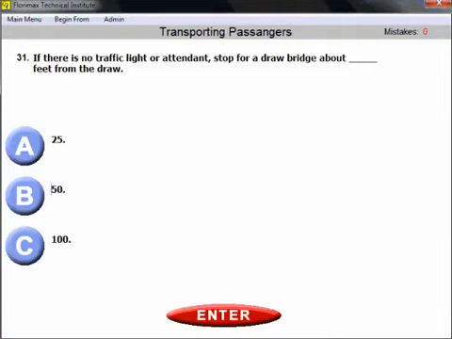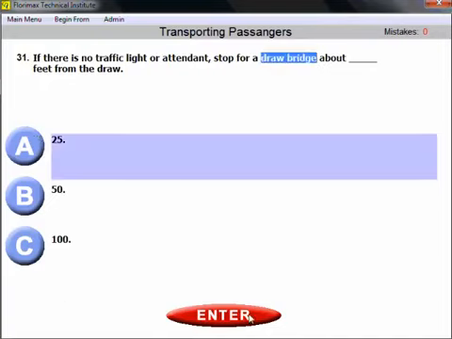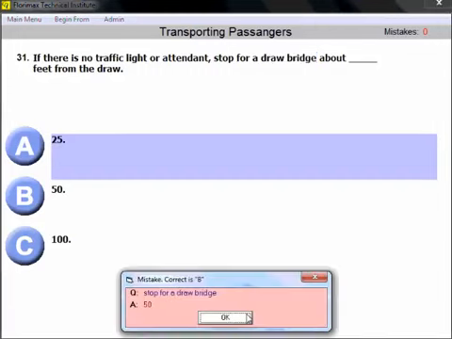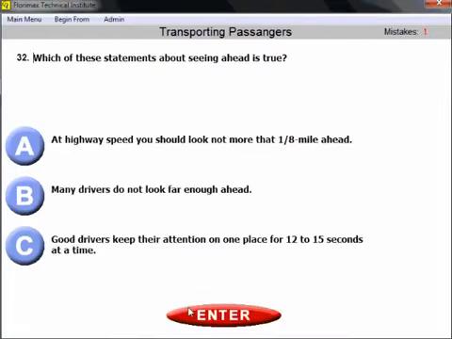Question number 31. If there is no traffic light or attendant, stop for a drawbridge about how many feet from the draw, and the answer is 25. Okay, so it is a mistake. We're going to come back and correct it, exactly like you're going to do in your preparation test. Very good.